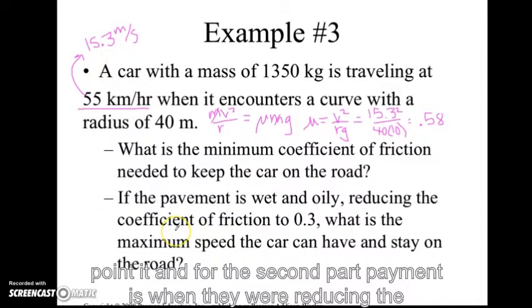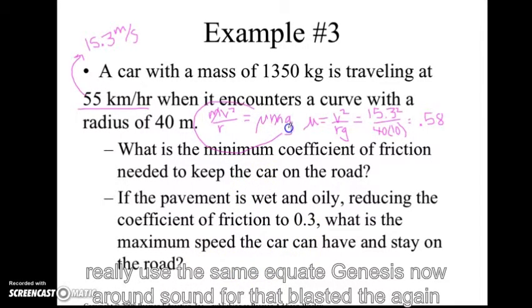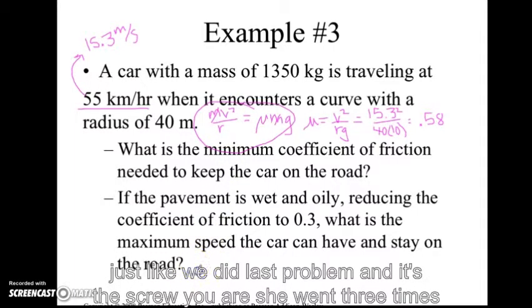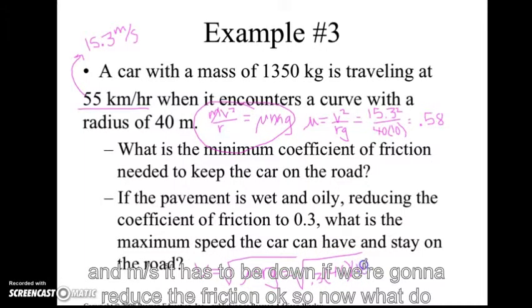And then for the second part, if the pavement is wet and oily and we're reducing the coefficient of friction to 0.3, what's the maximum speed it can have? So we're going to use the same equation. It's just now we're going to solve for that velocity again, just like we did in the last problem. It's the square root of mu rg. So I'm going to have 0.3 times 40 times 10. And this is going to equal 11 meters per second. So we have to slow it way down if we're going to reduce the friction.